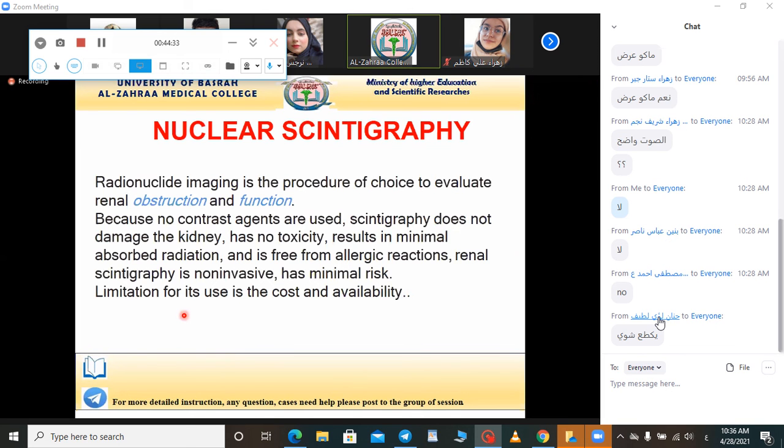Last imaging, and the most advanced imaging technique in modern urology, is nuclear scintigraphy.